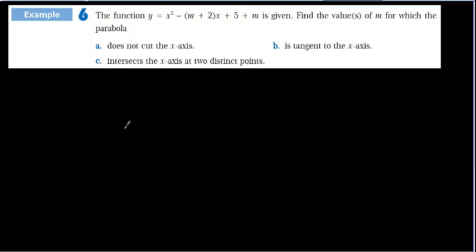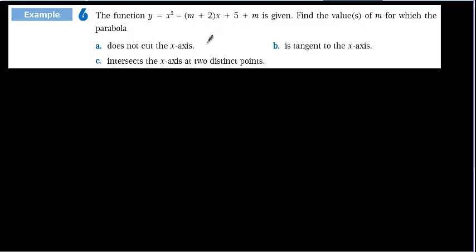I'm going to continue to lesson 21 with intercept exercises. Here the question is given with an m value, the quadratic function is this, and find the values of m if the function does not cut the x-axis.